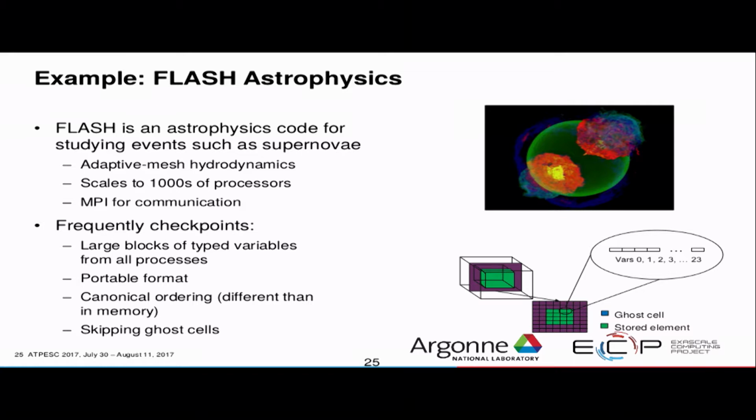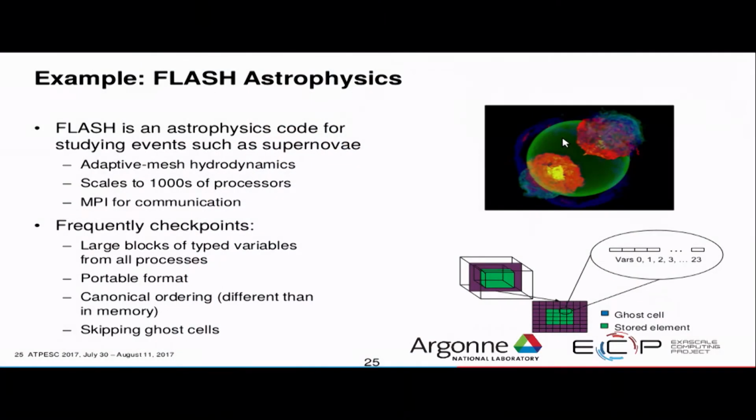Flash is using adaptive mesh refinement techniques so that it can scale its supernova simulations to very large supercomputers. And of course, this part of the detonation is very boring, so there's going to be a very coarse grain, but this part of the detonation is very exciting, so we're going to have a very fine grain mesh there, and capturing all that information for the subsequent restart or visualization is pretty important.